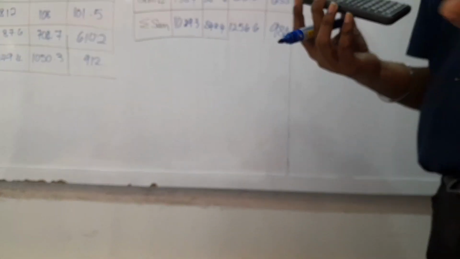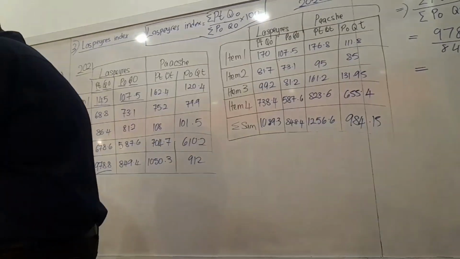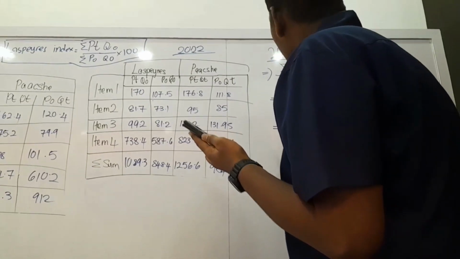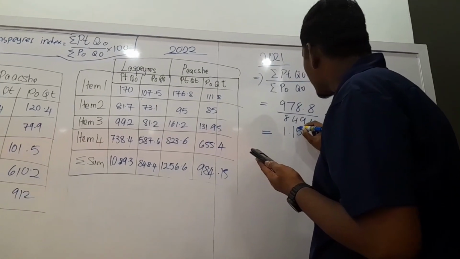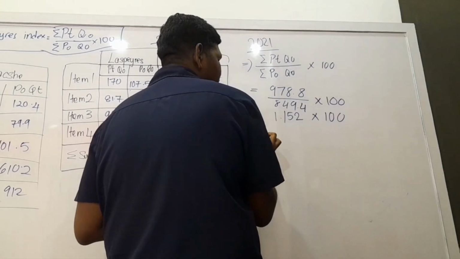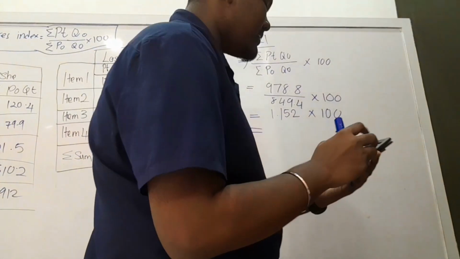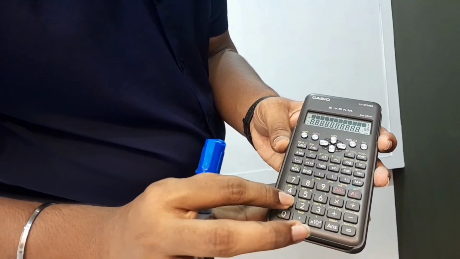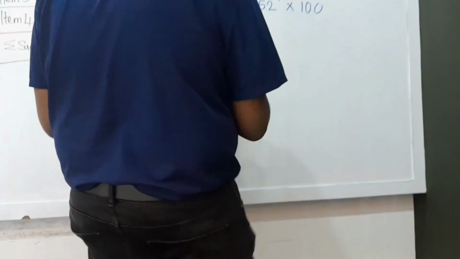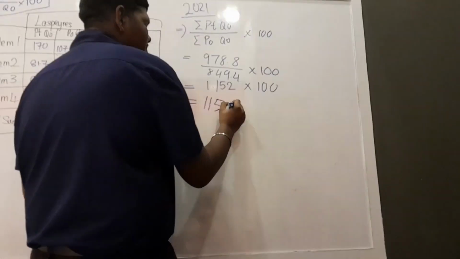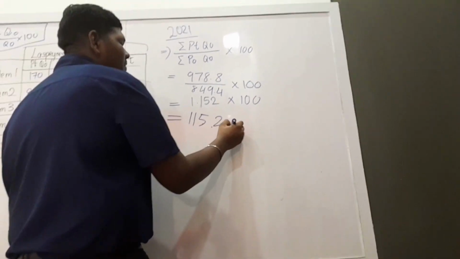Just take the three decimal numbers we've learned. So these are the answers. So times 100. 1.152 times 100 is 115.2. This is the answer.